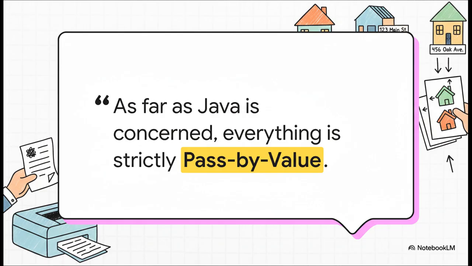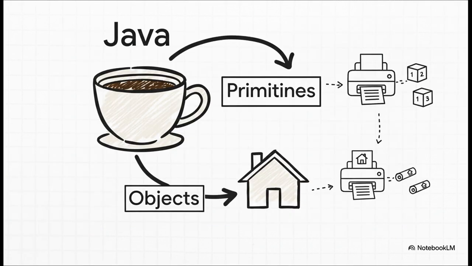The confusion doesn't come from the rule itself, but from what value is actually being passed. So let's lock this in. Here's your key takeaway. First, Java is always 100% pass by value, no exceptions. For primitives, it passes a copy of the actual value. For objects, it passes a copy of the reference value, the address. This means you can use that copied address to change the original object's internal state, but you can never use it to make the original reference variable point somewhere else.